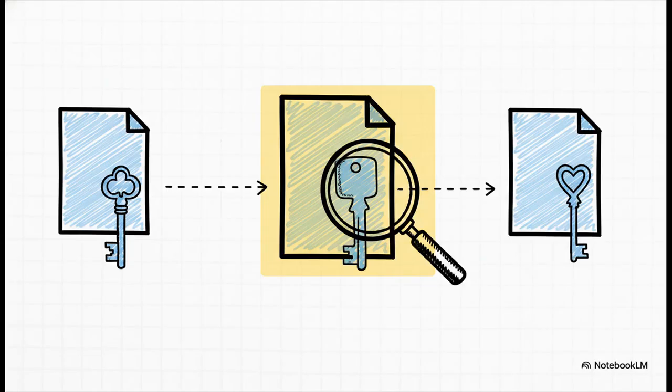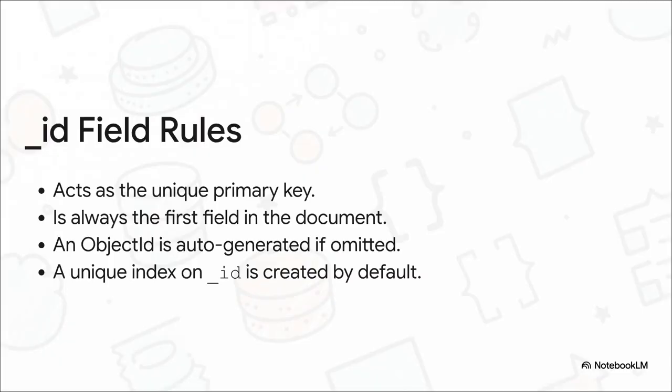Now, you probably noticed that special _id field in that last example. Let's talk about that for a second, because it is absolutely essential to understand. This is the unique identifier for every single document in a collection. So here's the deal. Every single document in a collection must have a unique _id value. It always comes first in the document. And if you don't provide one yourself when you insert a document, don't worry. MongoDB will automatically generate one for you. This _id is also automatically indexed, which ensures data integrity and makes looking up a specific document incredibly fast.